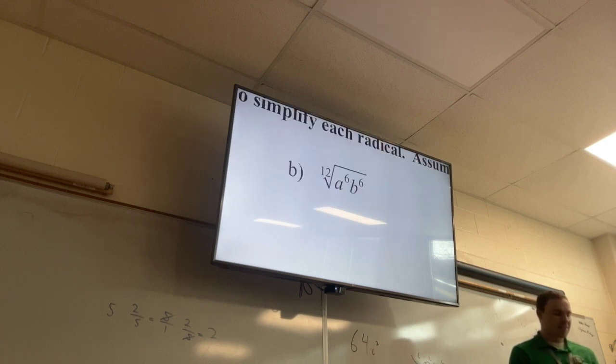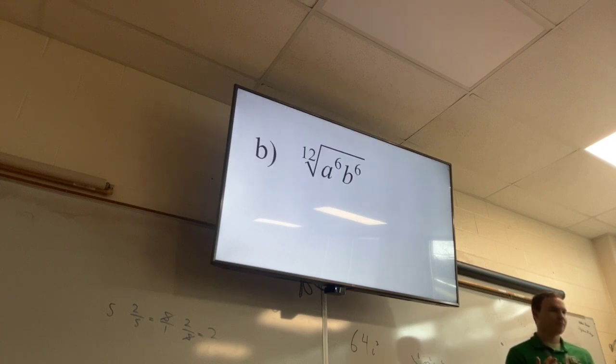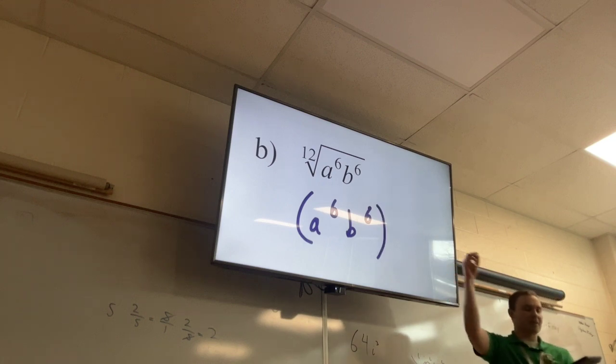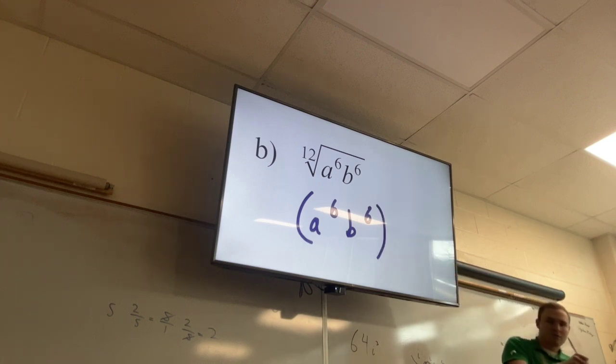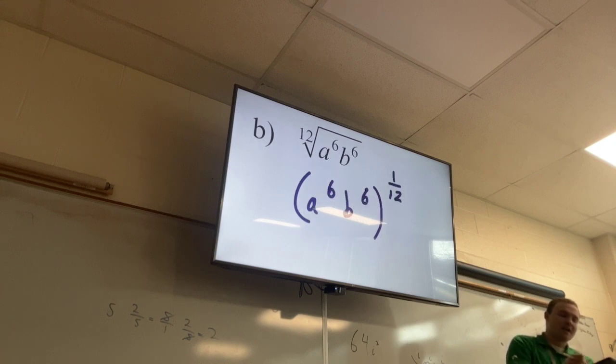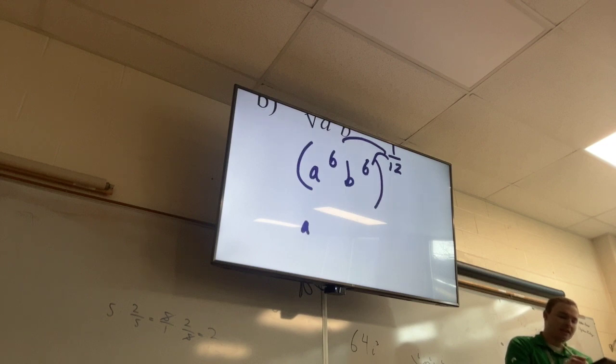Okay. What's this become? So let's do it like this. Rooting a number to the 12 is the same as raising it to what exponent? To the 1/12. Right? And then what can I do with this exponent? With the exponents? Multiply, right? So it's a to the 6/12, b to the 6/12, or a to the 1/2, b to the 1/2.